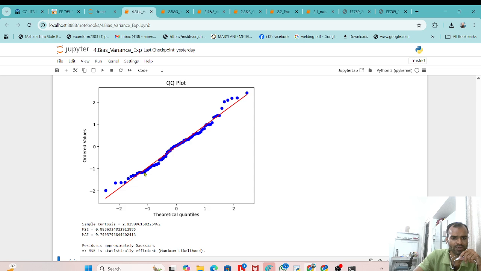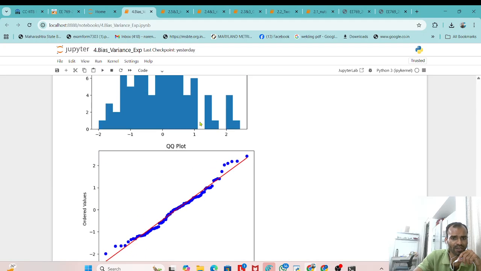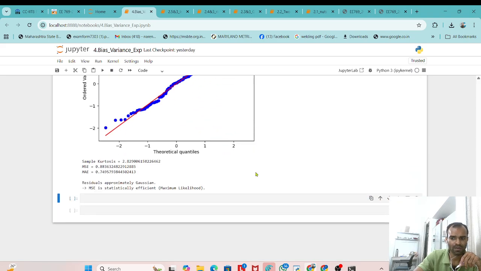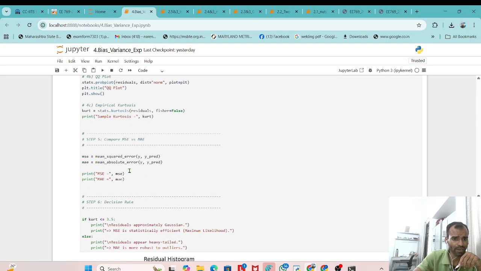You will see that the residuals are very near to the predicted line, and kurtosis is nearly equal to 3. So these three conditions are met. It means that the model is Gaussian. So MSE is statistically efficient, so MSE is beating the MAE.